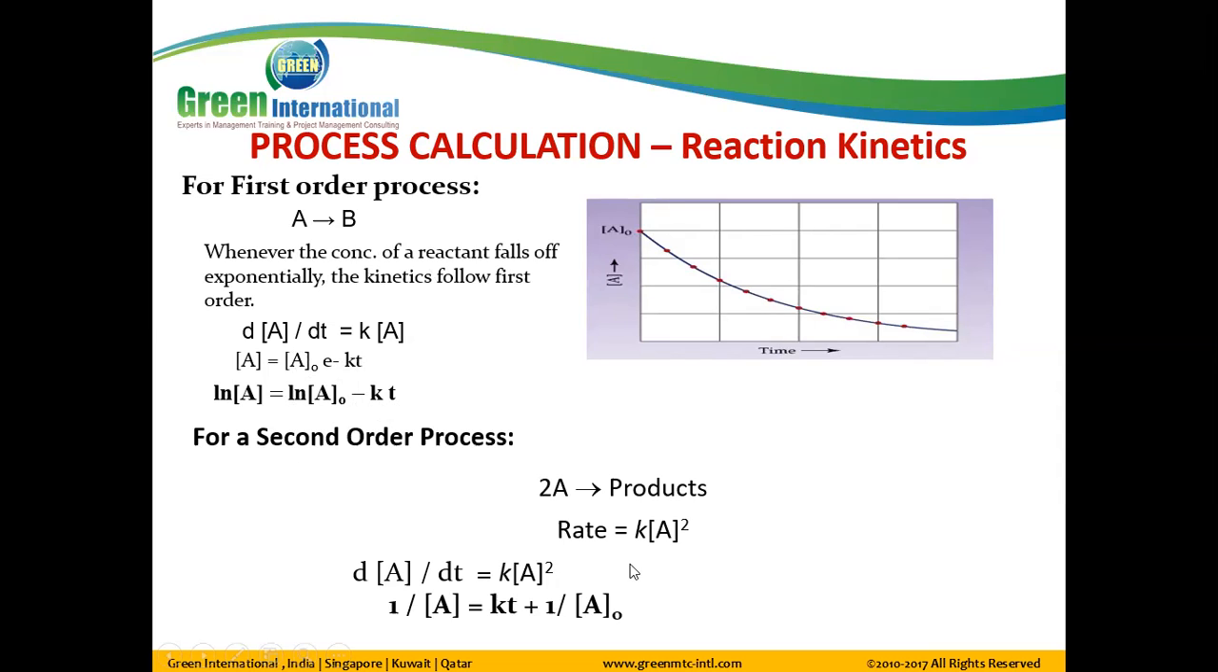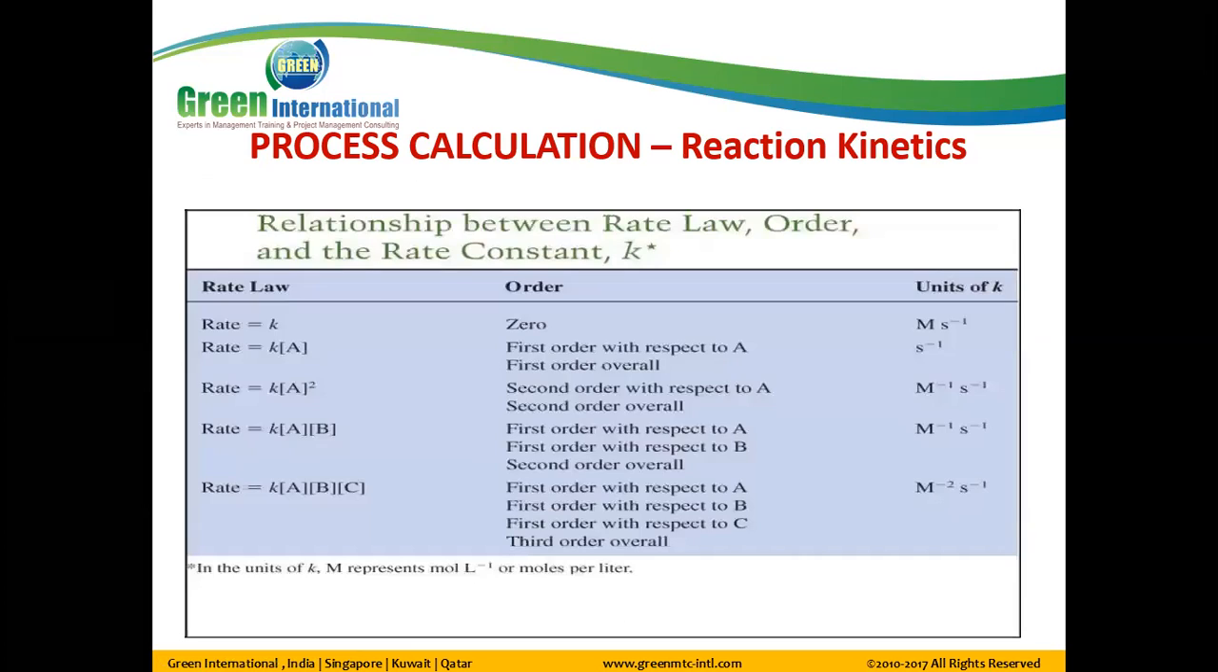Similarly, you can derive it for a second order reaction. The rate is nothing but K times A squared, for this kind of 2A reaction. This is a second order reaction, and the equation is 1 by A equals KT plus 1 by A naught. From the unit itself, we can say whether it is first order or second order. For zero order, it is mole per second. For first order, it is second power minus 1. For second order, it is mole minus 1, second minus 1.